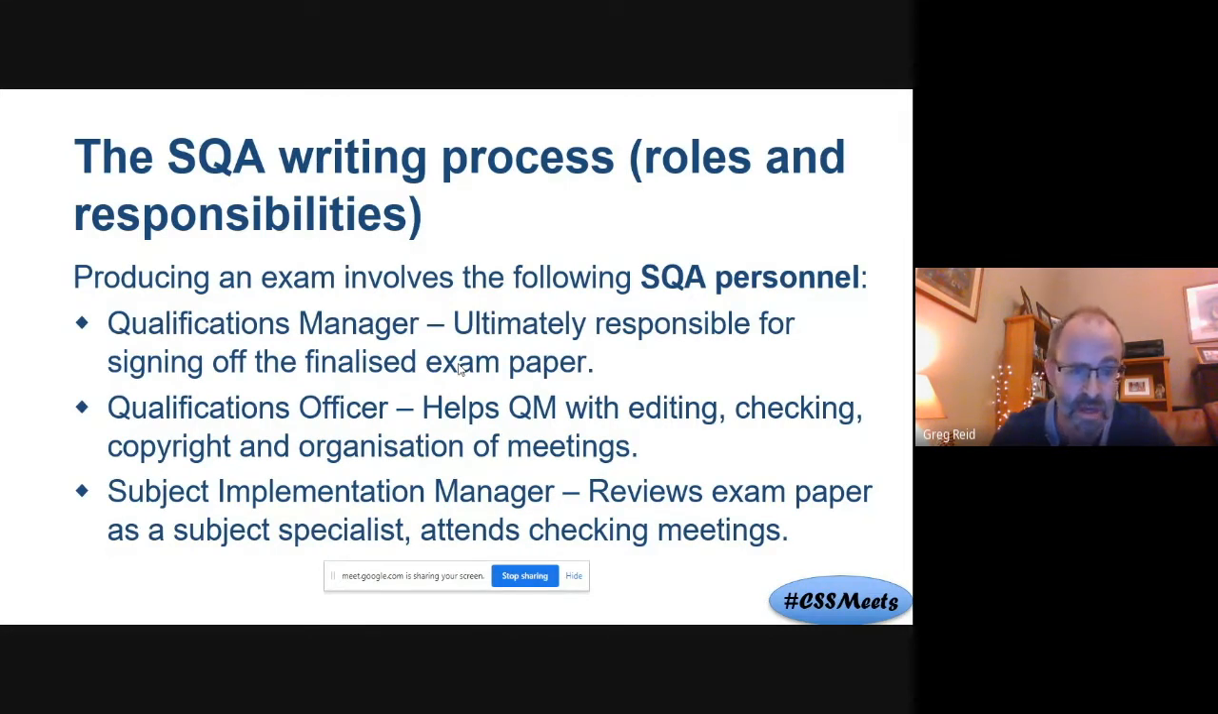And then you've got me, the subject implementation manager, who's supposed to be a subject specialist. So there's a group of us. All the bigger subjects have a full-time SIM. Some of the smaller subjects have somebody part-time, but there's a SIM for every subject. And we are all ex-teachers. We're all people that have come from the classroom to work with SQA.